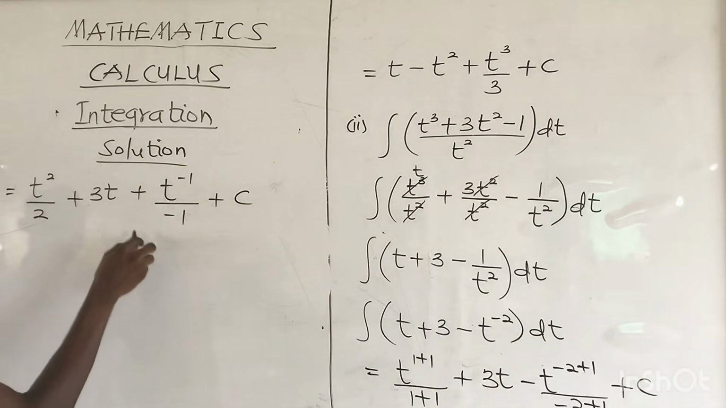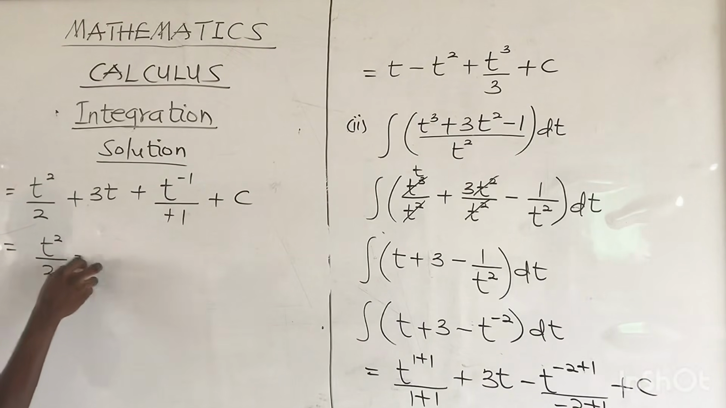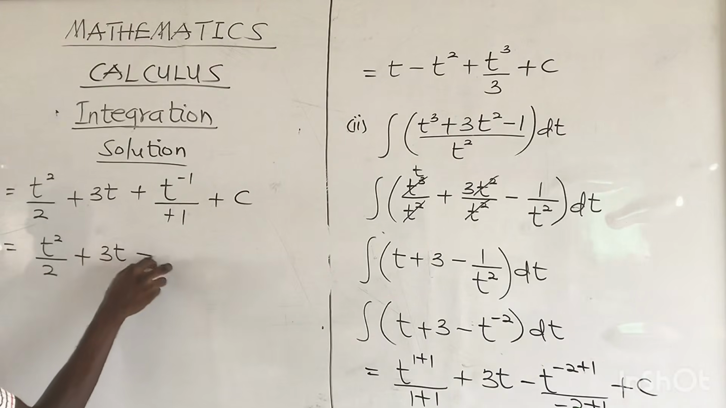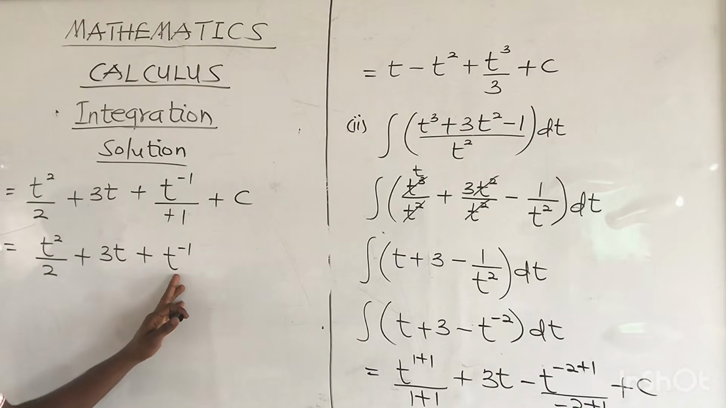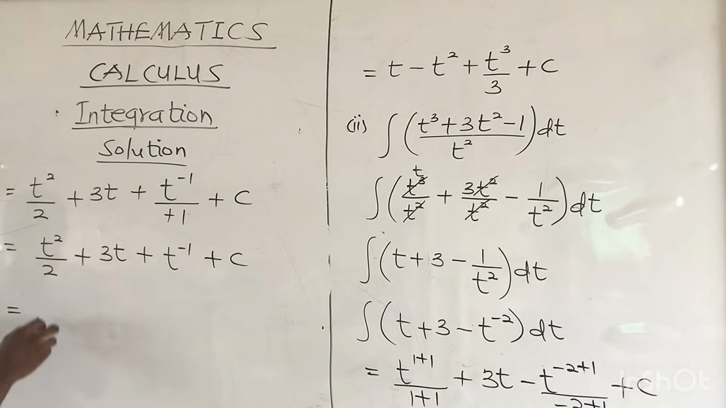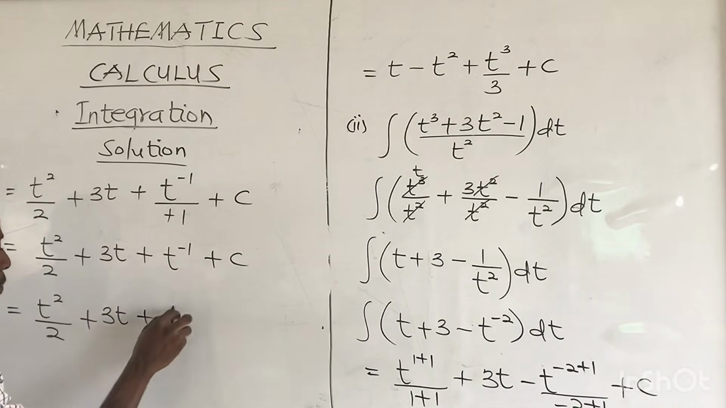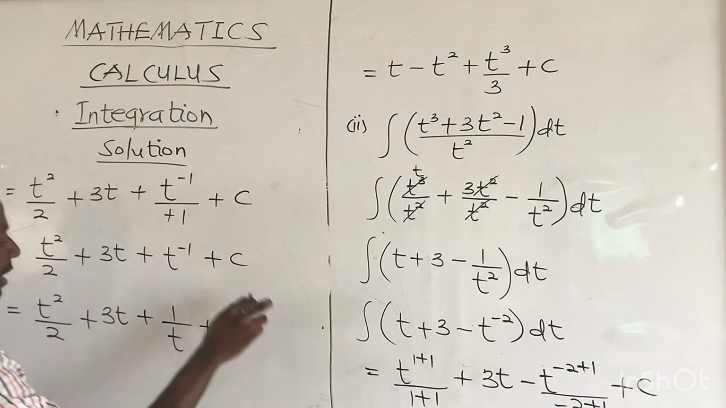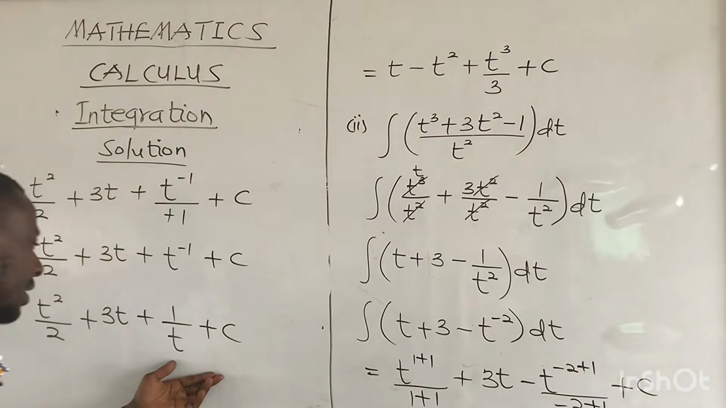From here, this can cancel this. So we have t squared over 2 plus 3t plus t exponent negative 1 over 1, which is still power negative 1, plus c. Then the final answer is going to be t squared over 2 plus 3t. And here, we can change this one to a fraction, which is the same as 1 over t, plus c. And this will be the final answer for the second question.